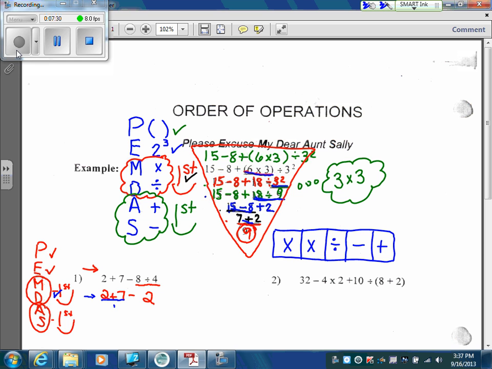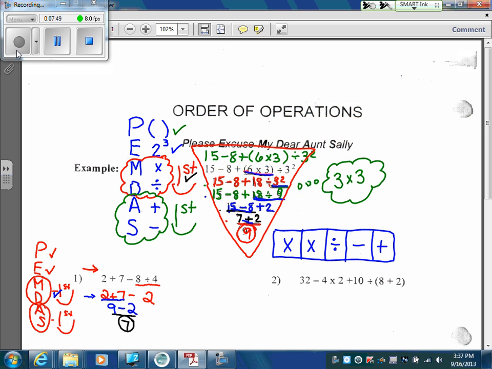2 plus 7 is 9. Bring everything else down that I have not used. We're still add, subtract. I see subtract. I'm going to underline it. 9 minus 2 is 7. And I end up with my answer at the bottom.